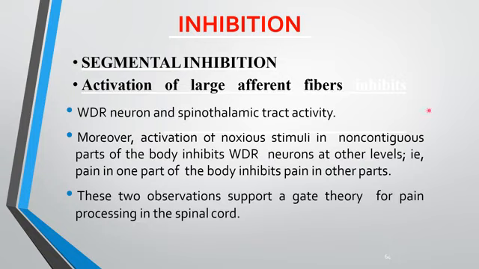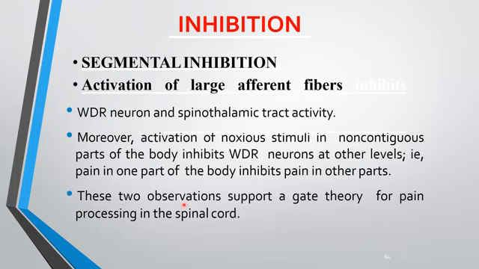Now we will come to the inhibition, that is at the spinal cord and at the supraspinal level. Segmental inhibition is at the level of the spinal cord by activation of large afferent fibers. Wide dynamic range neurons and spinothalamic tract activity are present in this segmental inhibition. Moreover, activation of noxious stimuli in non-contiguous parts of the body inhibits wide dynamic range neurons at other levels. That is, pain in one part of the body inhibits pain in other parts.